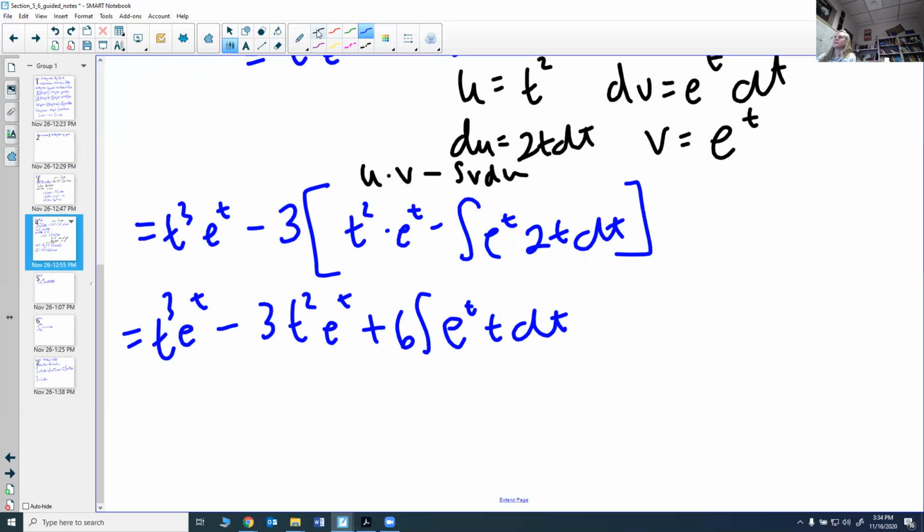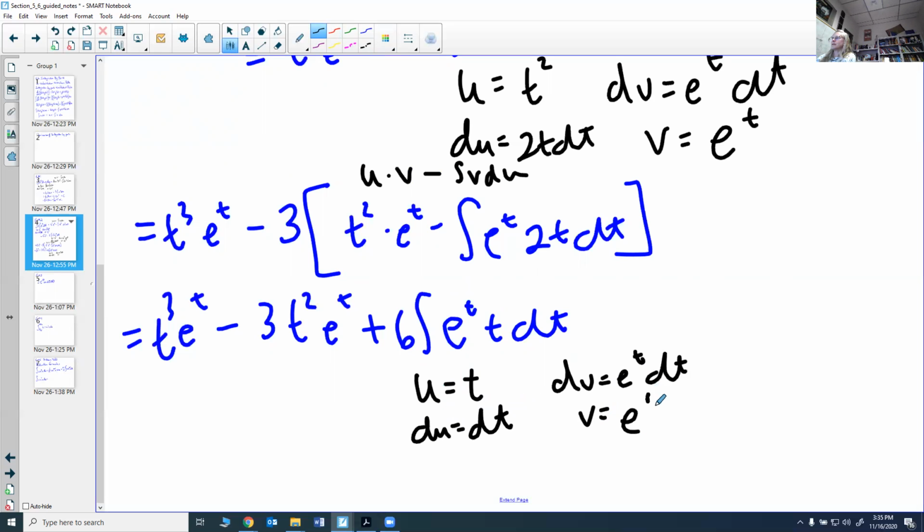So let's try integration by parts again. So here u would be, pick one again, make it simpler. So let u be the t, dv equals e to the t dt. Du is therefore equal to dt, and the integral of dv is v, and the integral of e to the t dt is e to the t.